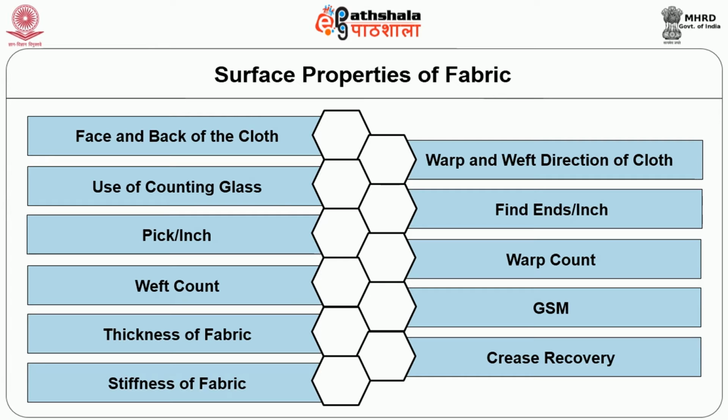We use a counting glass to find the ends per inch, how many ends per inch there are for warp yarn. Warp yarn is termed as ends, weft yarn is termed as picks. So finding the warp and weft per inch will help us determine the cover factor of the material. We also have to find the warp count and weft count of the material, and the thickness of the fabric using a thickness gauge. Then the surface properties of the fabric include crease recovery, warp and weft, and then stiffness of the fabric. By using the stiffness of the fabric, we will find the flexural rigidity and bending modulus of the fabric.